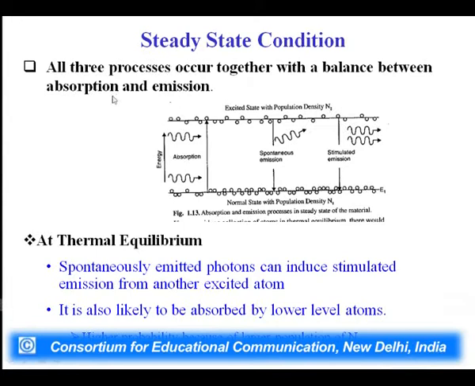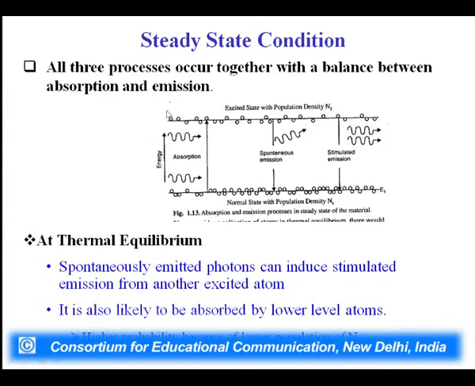In the spontaneous emission, all the three processes occur together with a balance between the absorption and emission to get the laser light. Here we see the excited state with the population density N2, and this is the normal state with the population density N1. Absorption and emission process in the steady state of the material.